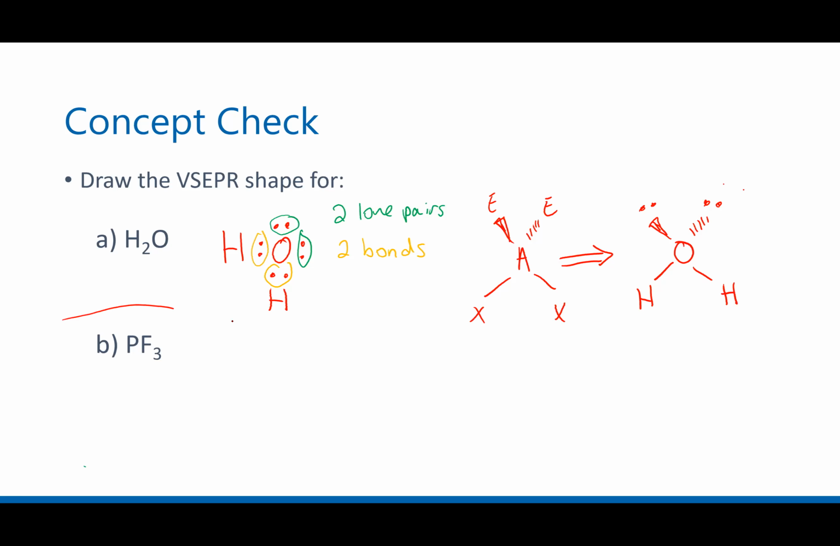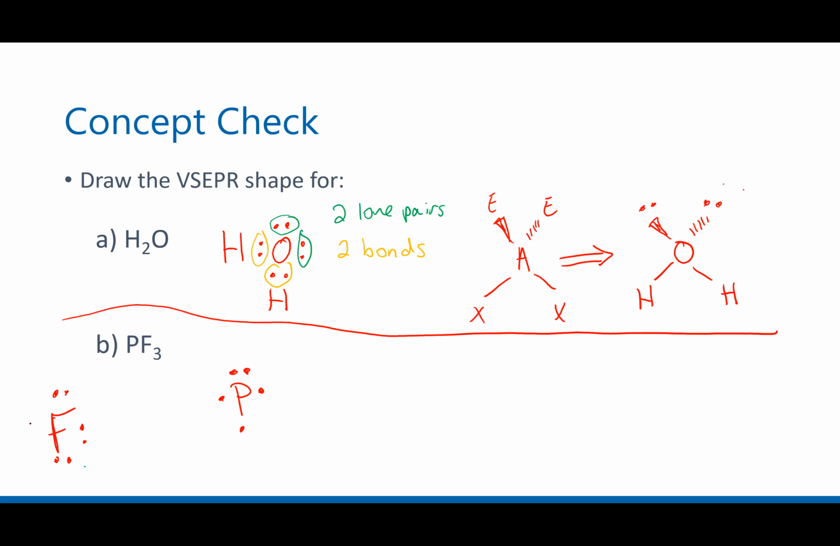Okay, let me show you one more, and then I'm going to get you guys to try 2, and we're pretty much done. I'm just going to introduce the next section, and that's it. So I want to do this one. P is in group 5, group 15, so it would have 5 valence electrons. And fluorine looks like this with 7 electrons.